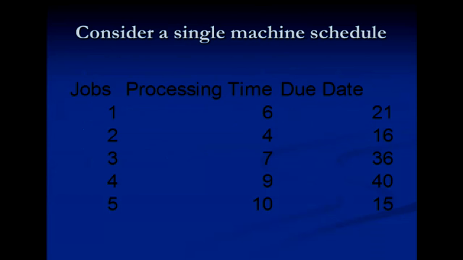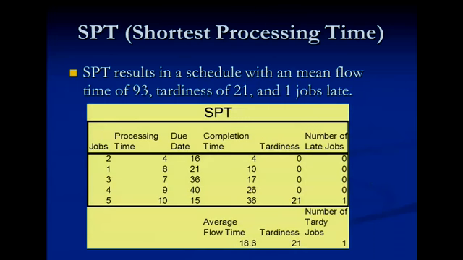So if I have this single machine and I have these 5 jobs and the processing times are there and the due date's there, first way I could schedule them is shortest processing time first. So job 2 has the smallest processing time, it gets to go first, job 1's next smallest, and so on. So the first job completes at time 4.